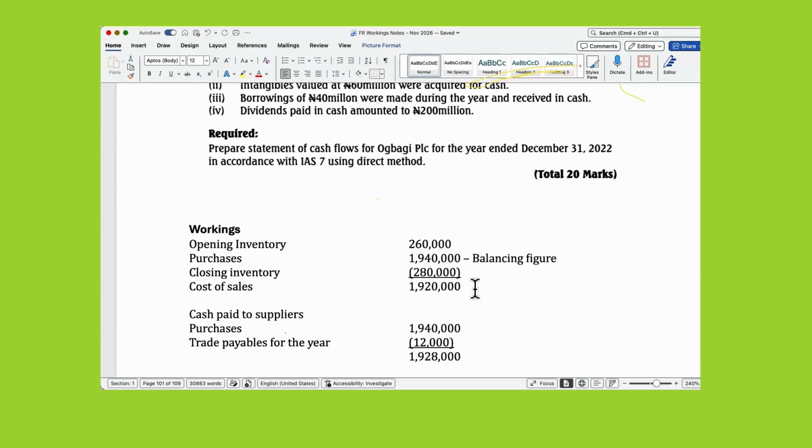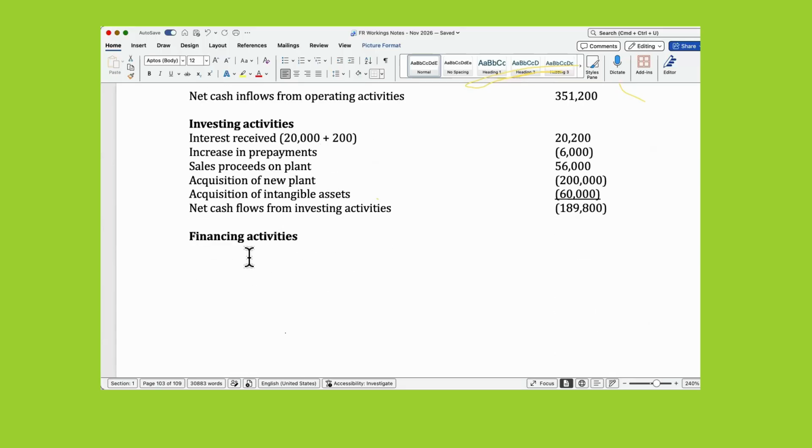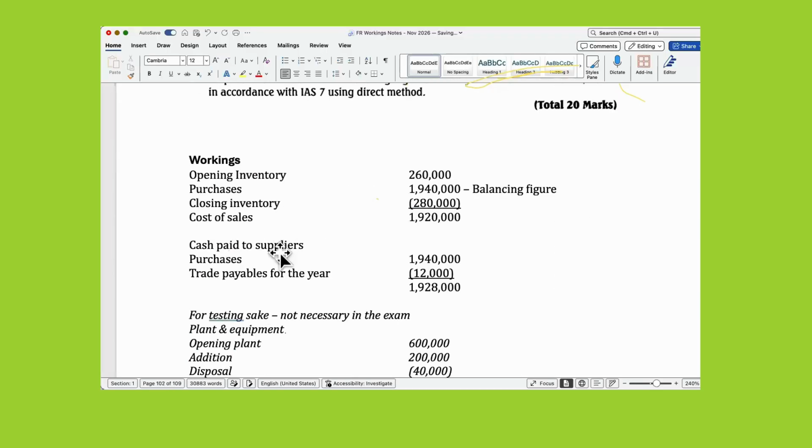So 16,000 minus 800 is 15,200. That's my interest paid. So it's an outflow of 15,200. So I'm done with that.